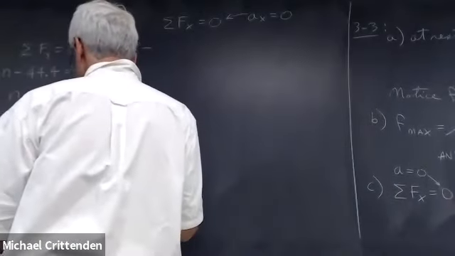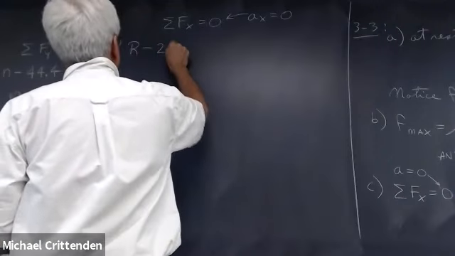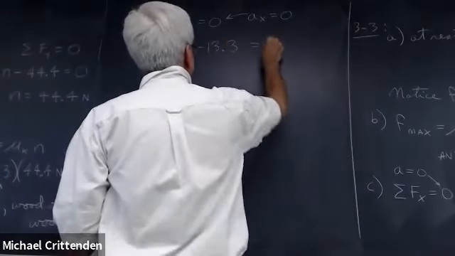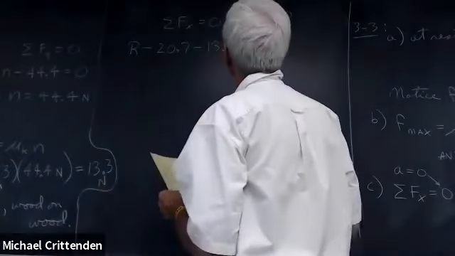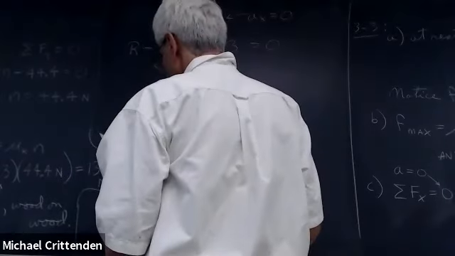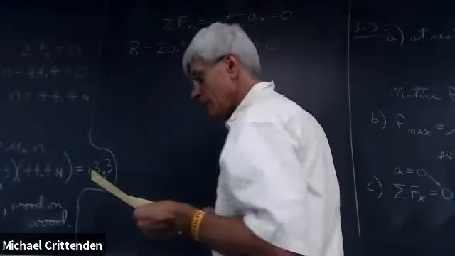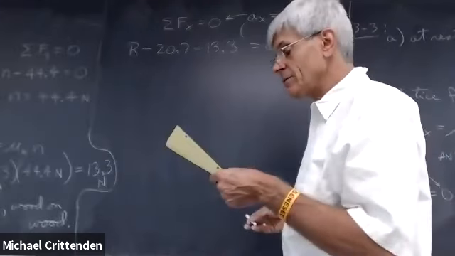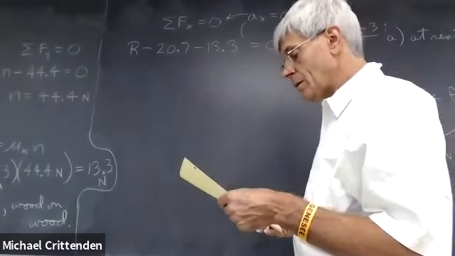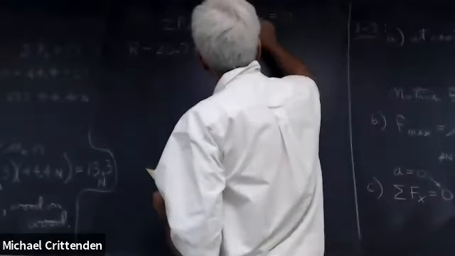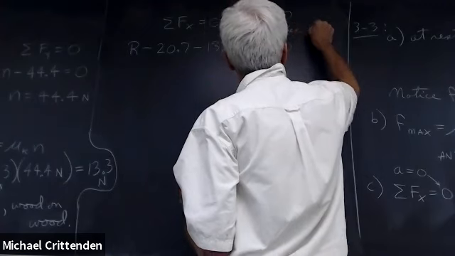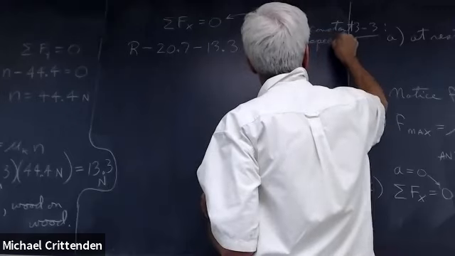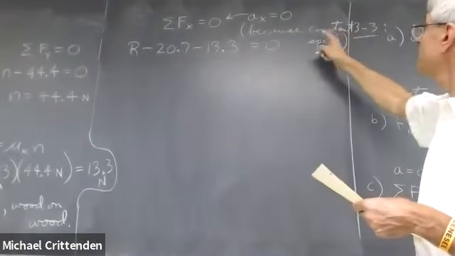R minus 20.7 minus 13.3 equals 0. Maybe I should write this down. Something that makes perfect sense now, when you get your notes back out several weeks from now to review for the test, you might look at and go, what? So A equals 0 because you have a constant speed.